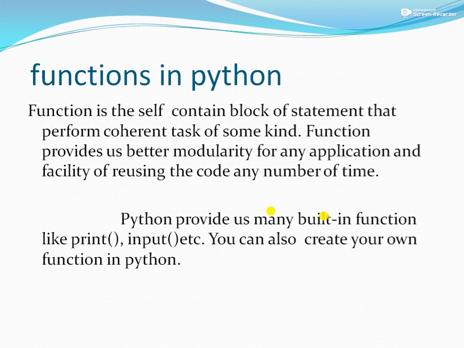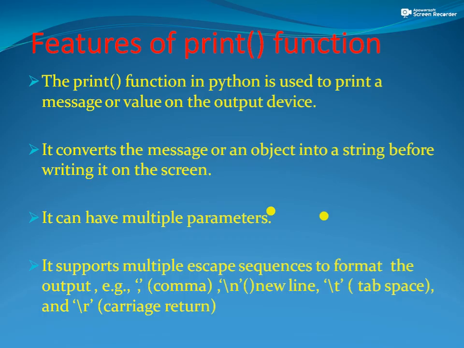Print function is used to print a message or value on the output screen. Print function has some features, so let us see what the features of the print function are. The print function in Python is used to print a message or a value on the output device, as I told you. It converts the message or an object into a string before writing it on the screen.